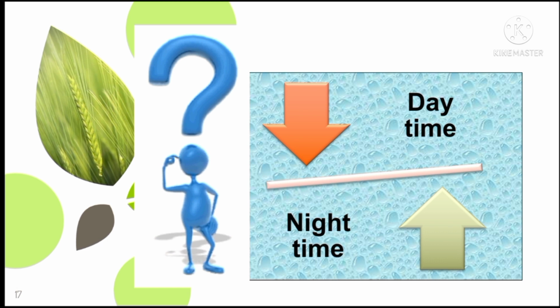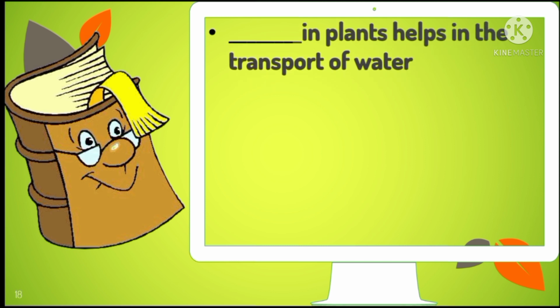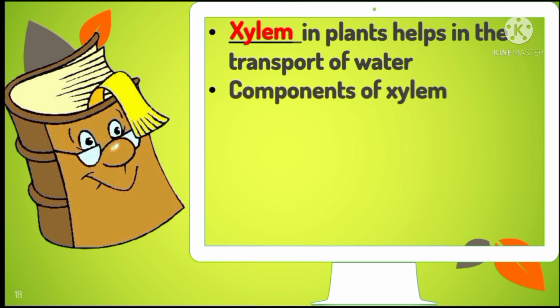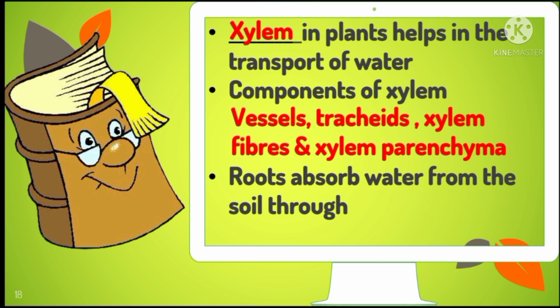So let us recall and summarize what we have studied today. Can you tell me which helps in the transport of water in plants? Yes, xylem in plants helps in the transport of water. What are the components of xylem? The components of xylem are vessels, tracheids, xylem fibers and xylem parenchyma. Roots absorb water from the soil through? Yes, through osmosis.